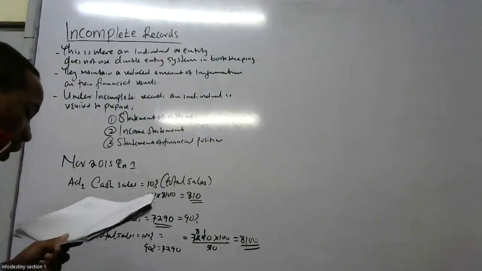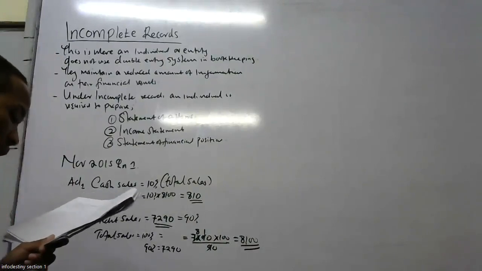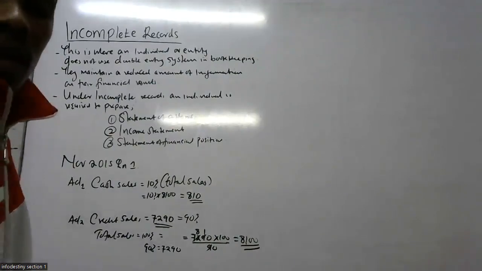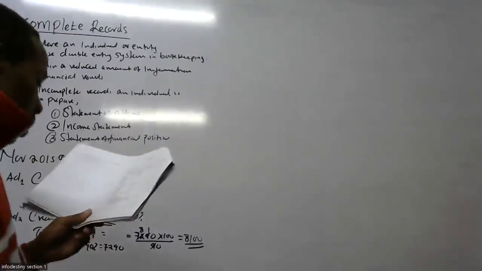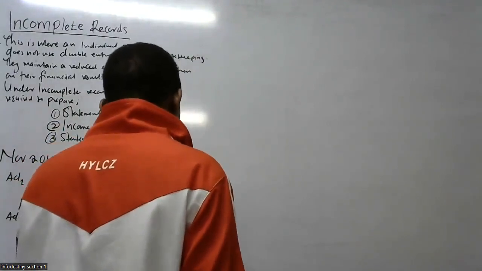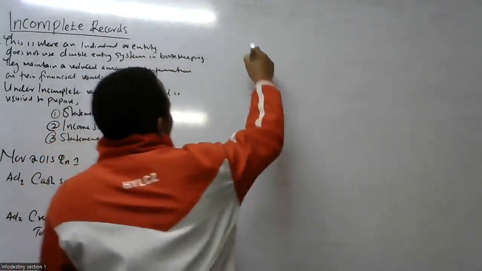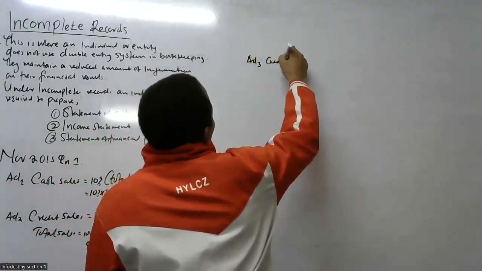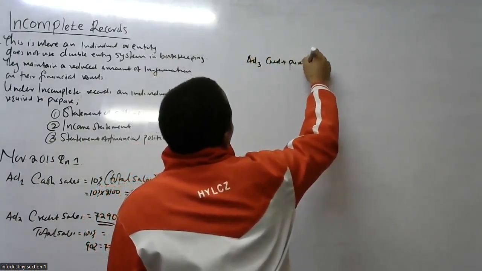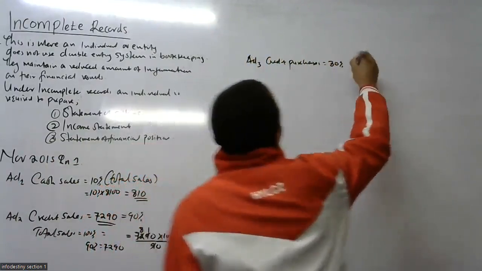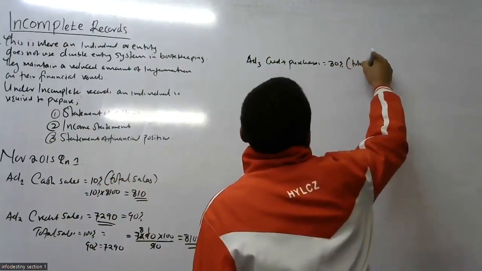Then we continue to additional information 3. We are told that credit purchases amounted to 80% of total purchases. The credit purchases equal 80% of the total purchases.